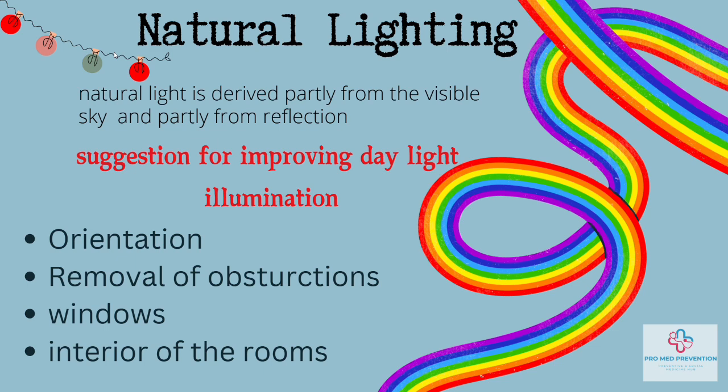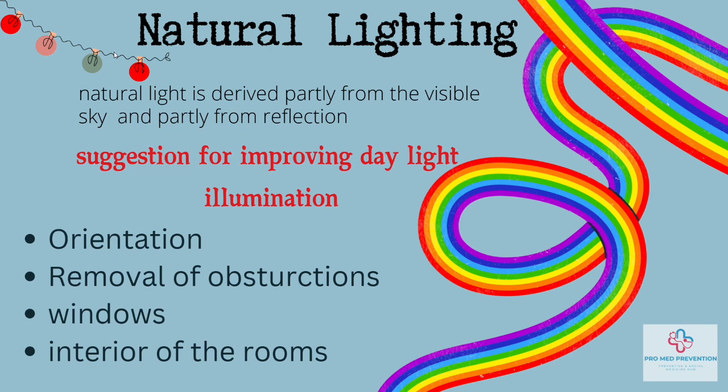And we know that there are some suggestions for improving the daylight. First one is the orientation. The brightness of the sky is not constant on the east and west. Therefore, the illumination is subject to variation in buildings facing east and west.